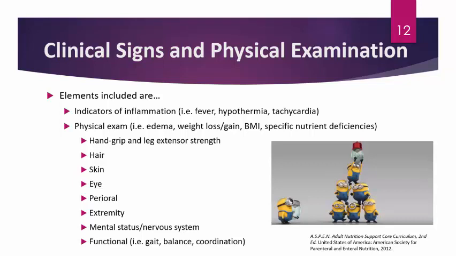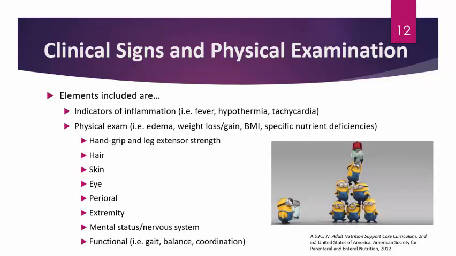And in terms of your physical exam, whenever you do your physical exam, if you see certain abnormalities, that may be indicative of certain nutrient deficiencies that a patient may have. Now, these aren't necessarily what I would call foolproof diagnostics. For example, if you did a hand grip and leg extensor strength test on a patient to assess what the level of their strength is, it may not necessarily be the one indicator that they have bad nutritional status.